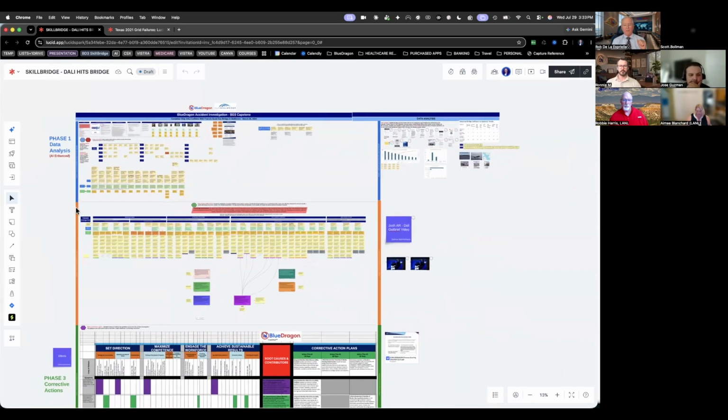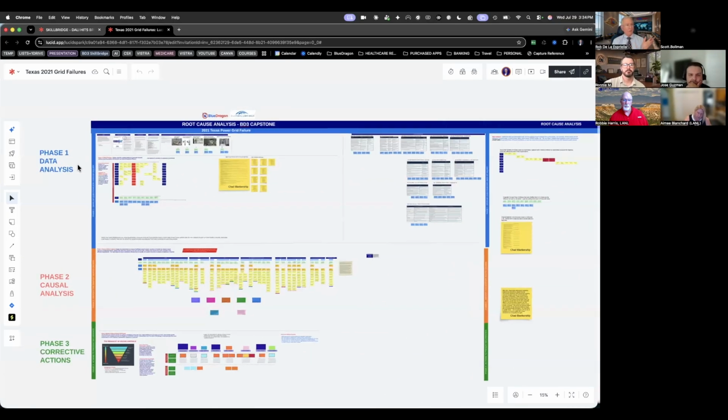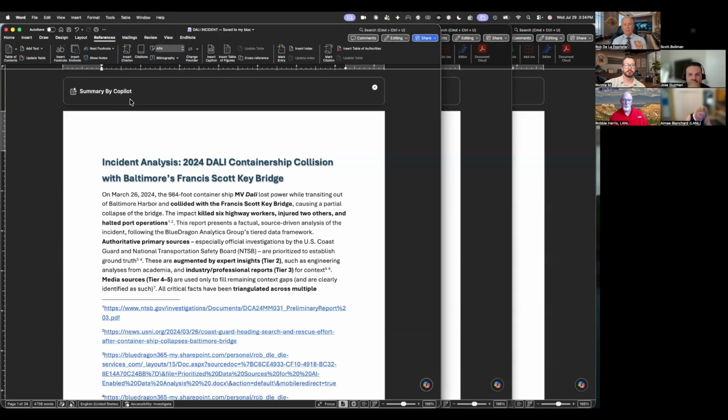So we're doing all this based on available information. And this is not what I wanted to show you, right? Here's the DALI, and here is the Texas grid failure. So classic charts, you know the charts, you know the drills. But let's talk about the DALI and the use of artificial intelligence.